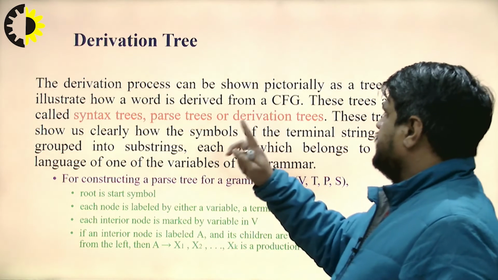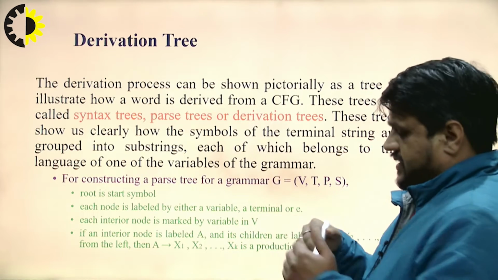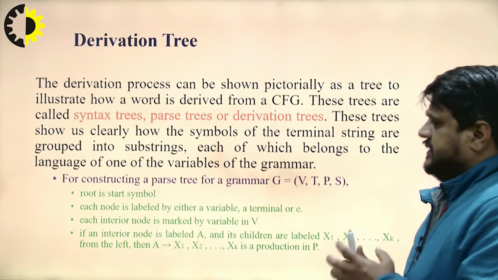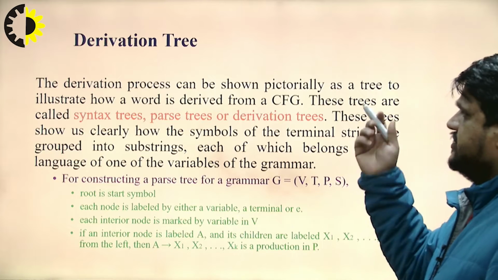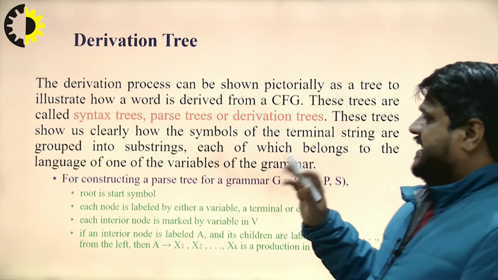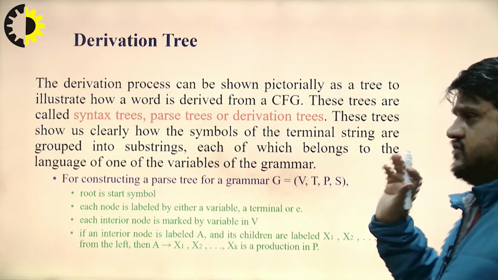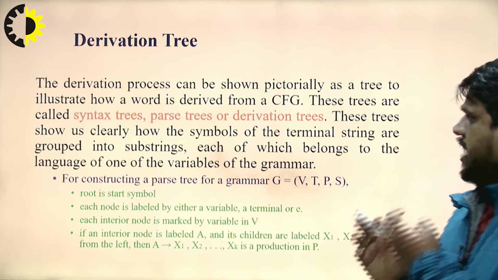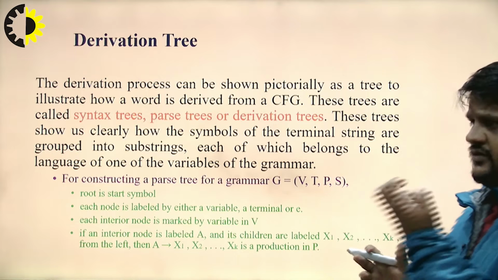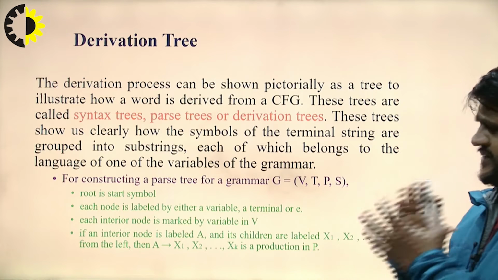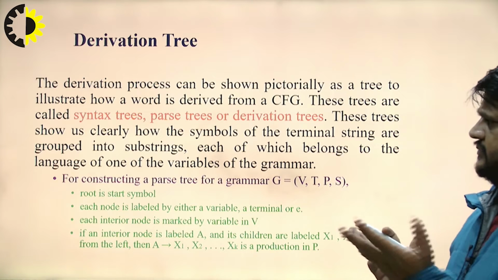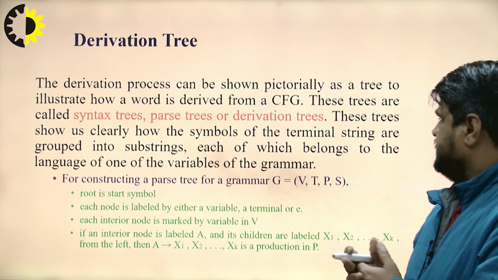When the derivation process is shown pictorially in the form of a tree representation, it is called the derivation tree. In a nutshell, the derivation process can be shown pictorially as a tree to illustrate how a word is derived from a context-free grammar. This tree is called the derivation tree. Some authors use the term syntax tree or parse tree for it.